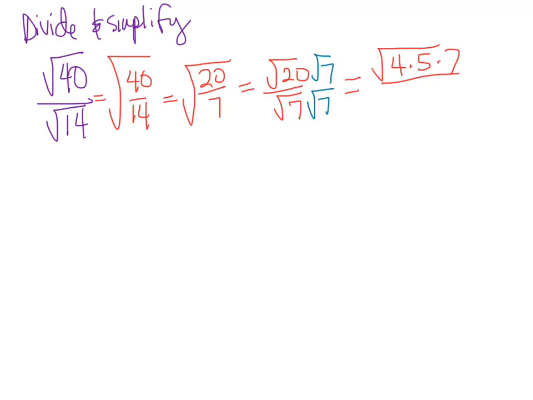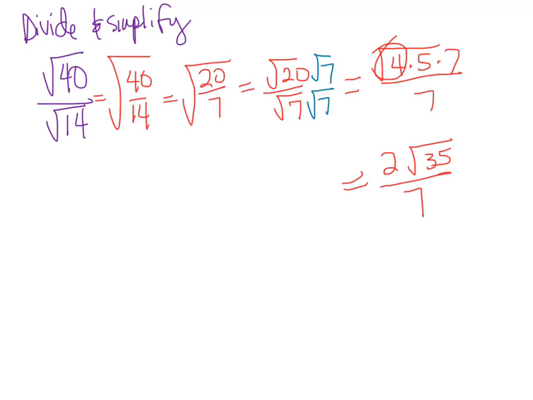Now, once again, instead of multiplying 20 times 7 and getting a larger number, I know that 20 already has a perfect square factor in it. So I'll go ahead and write 20 as 4 times 5, and then leave the times 7 in there as well. And then my denominator, square root of 7 times square root of 7, is just 7.